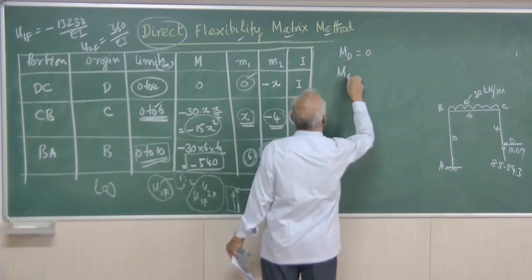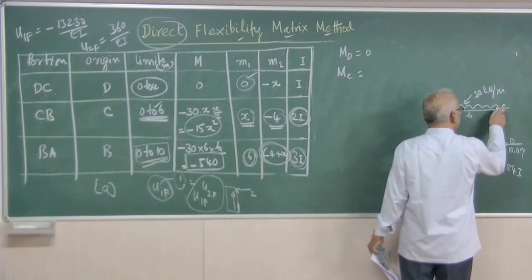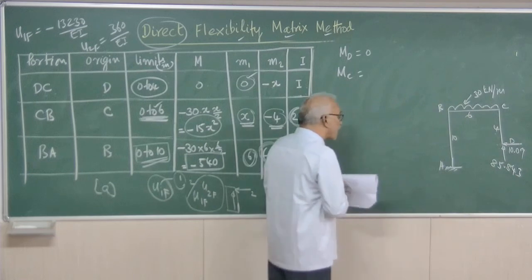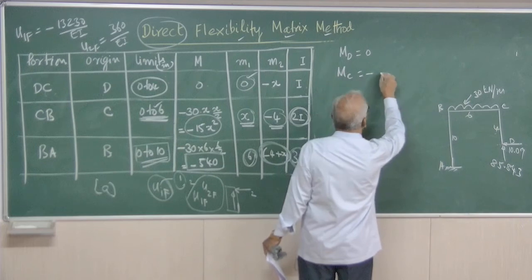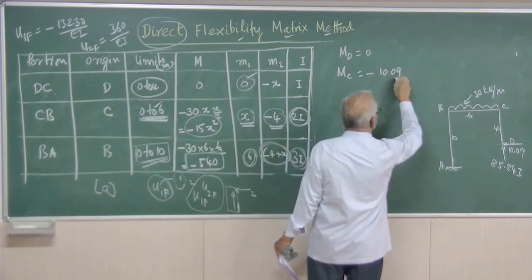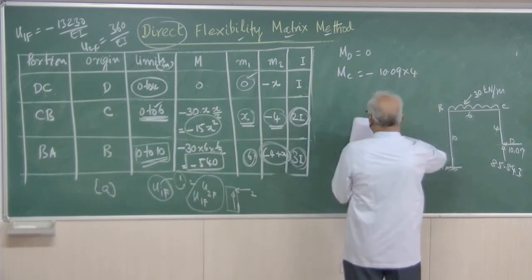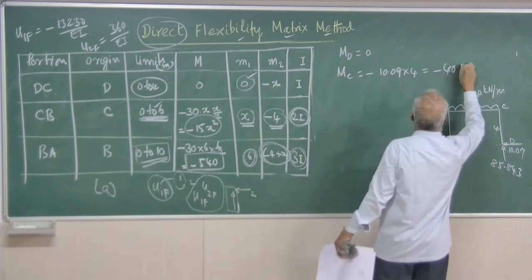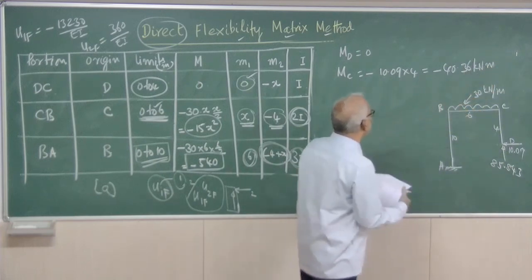Coming to MC, the vertical force will not cause any moment, but the horizontal force will cause a moment: 10.09 into 4. It is clockwise, therefore it is minus. So MC is minus 10.09 into 4 meters, which equals minus 40.36. The same convention should be followed up to the end.